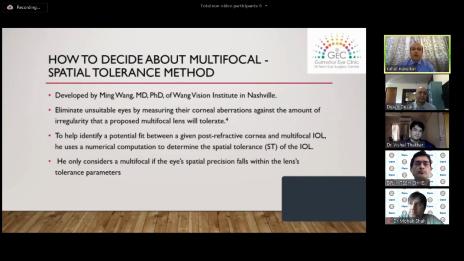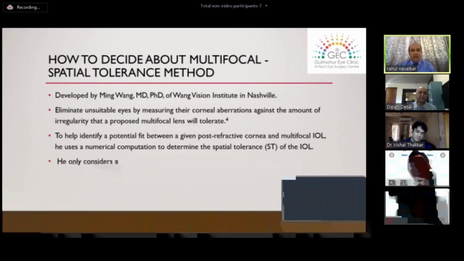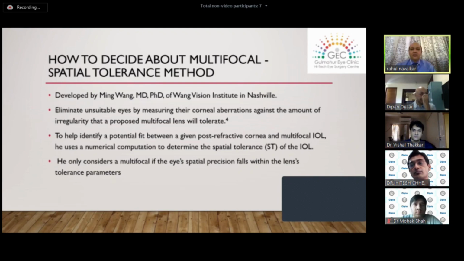So if you want to decide whether to put in a multifocal or not, there is a very novel method I've come across on the net, where Dr. Wang from Nashville estimates the spatial tolerance. With a mathematical formula, which I don't want to go into the details of, he calculates the spatial tolerance of that particular multifocal lens which he's going to implant. And based on the aberrometry and topography readings, he calculates the spatial tolerance of the cornea and sees if there's a match. He considers a multifocal only if the lens spatial tolerance and the corneal tolerance match. So this is one unique technique. I've never tried this personally, but it seems like an interesting thing.